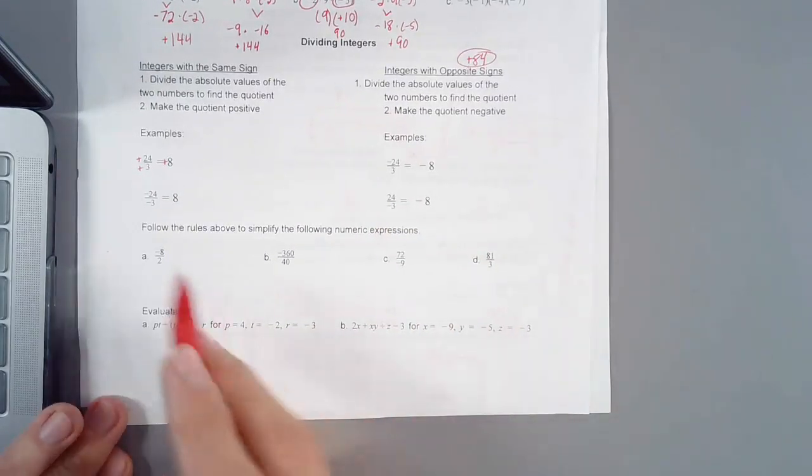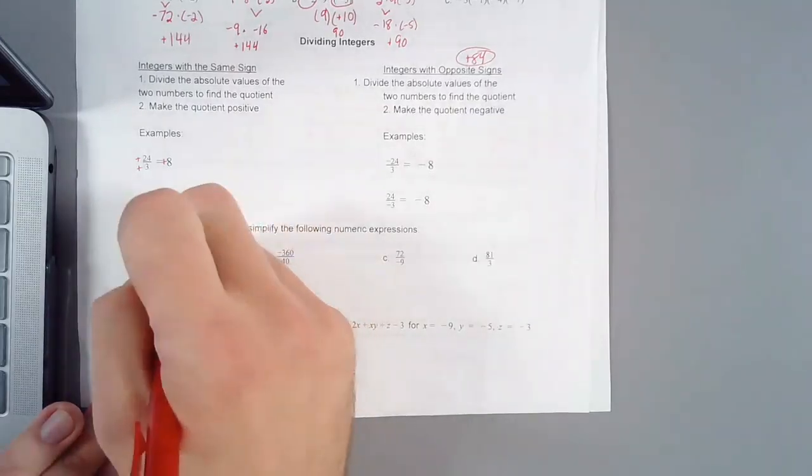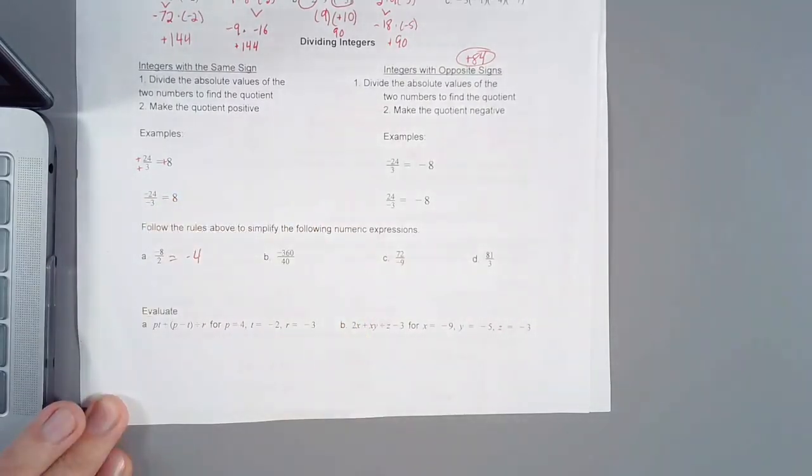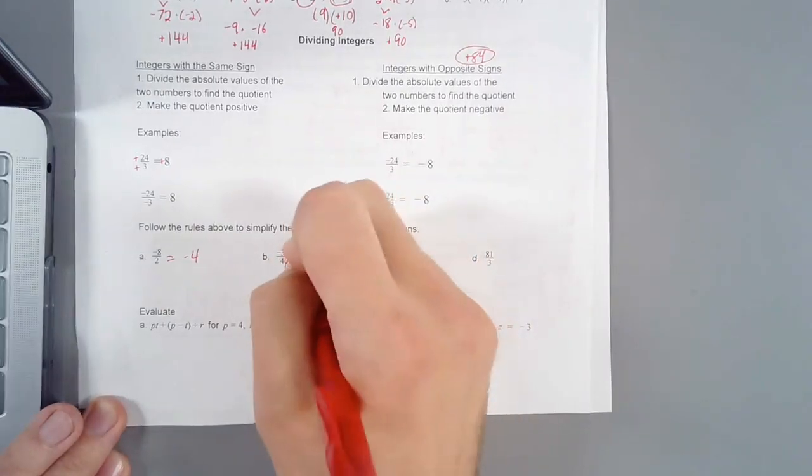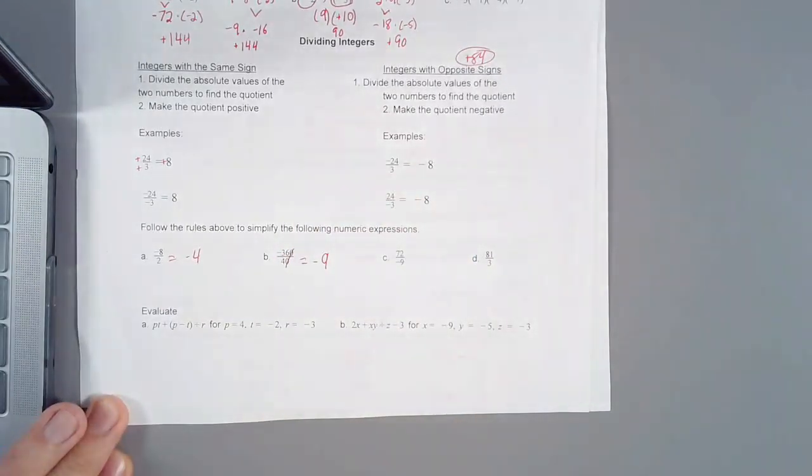So, 8 and 2. When I divide, I get 4. Mixed signs, negative. 360 and 40. Let's get rid of those zeros. Make this easy. 36 divided by 4 is 9. Mixed signs, I get a negative.